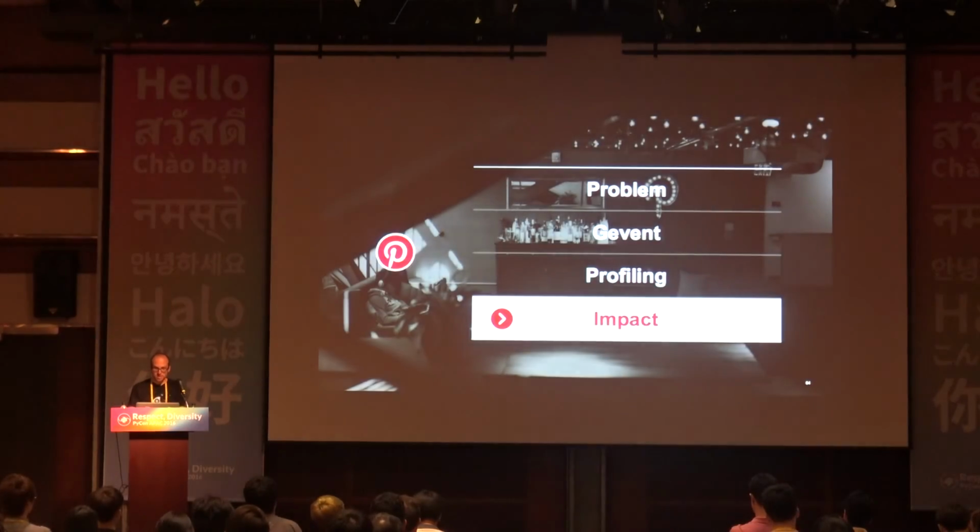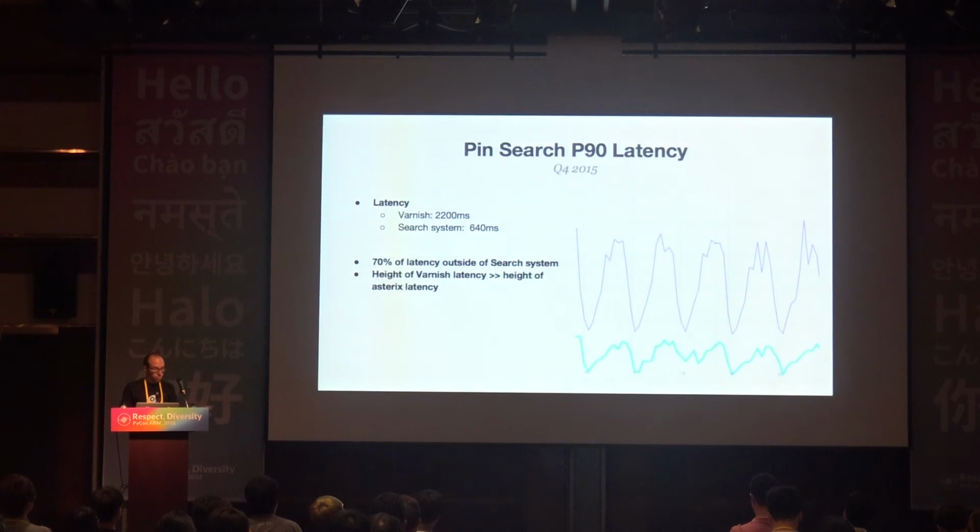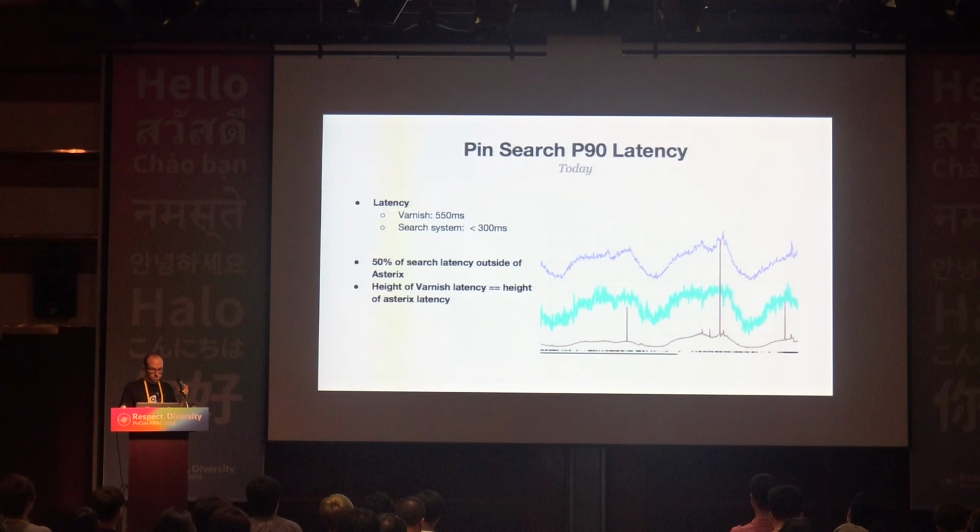So the impact of all this together was this is where we started at. So latency was at about 2 seconds for search, and the search backend took about 600 milliseconds, where most of the latency was outside of search. And today, the search system takes under 600 milliseconds.